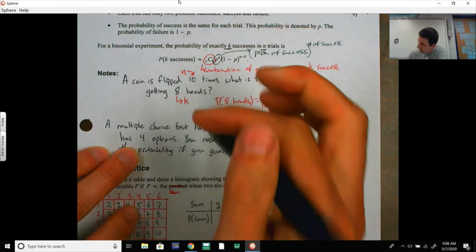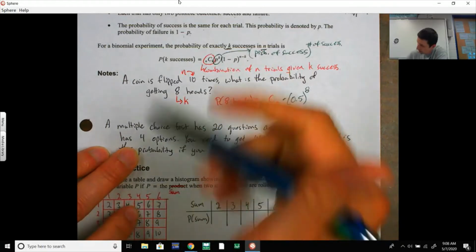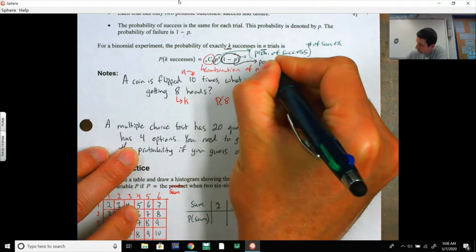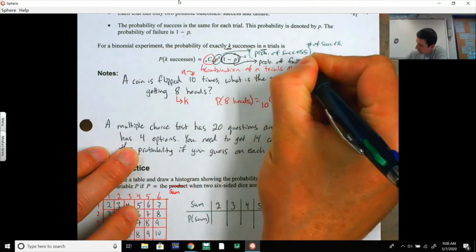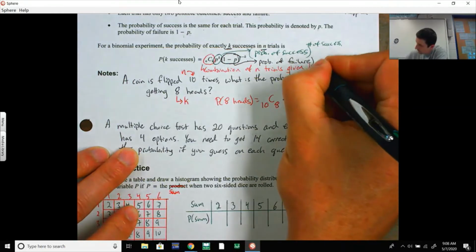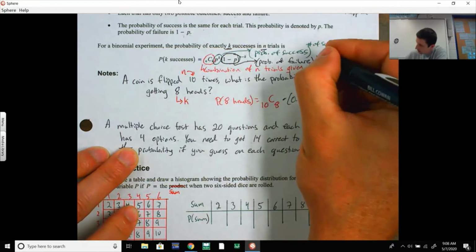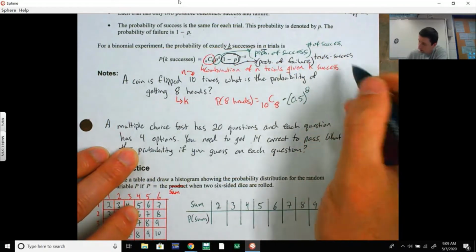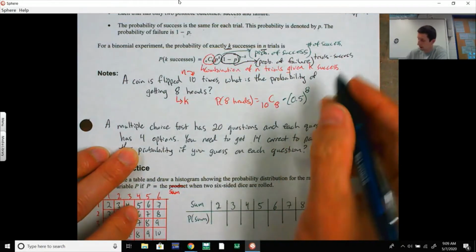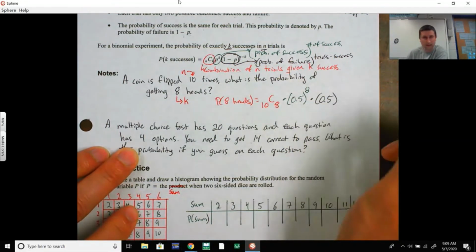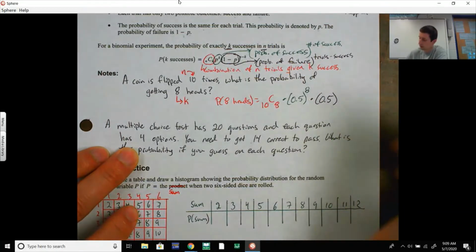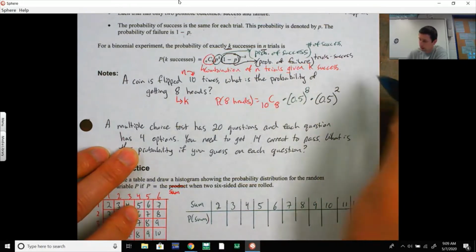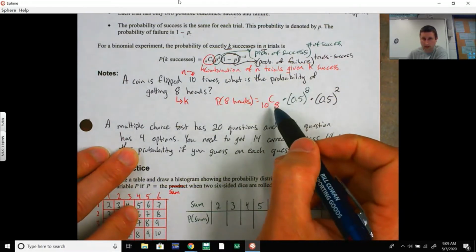And finally, this last part. This right here is the probability of failure to the trials minus successes. So it's basically how many you have left. If you have a 50% chance of being successful, that means we're going to have a 50% chance of being unsuccessful. So it's the probability of everything else. And if we want 8 heads, that means we want 2 tails. The 10 choose 8 figures out how many combinations we have for 8 heads.